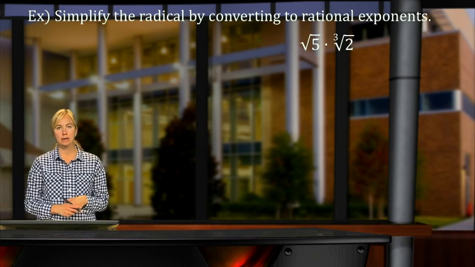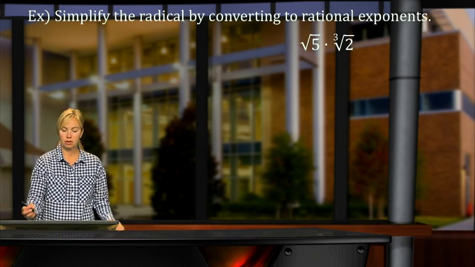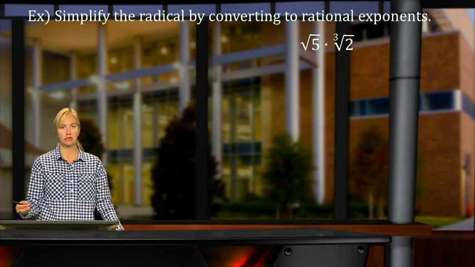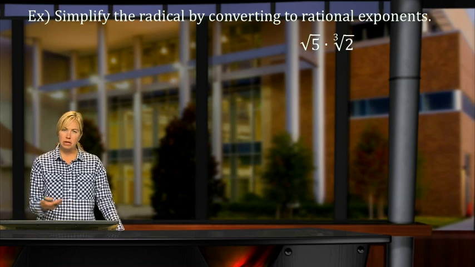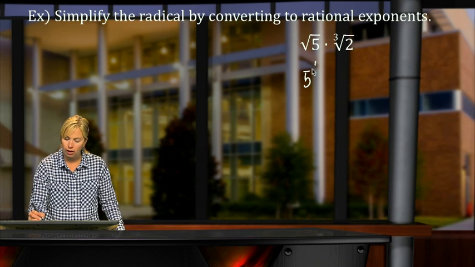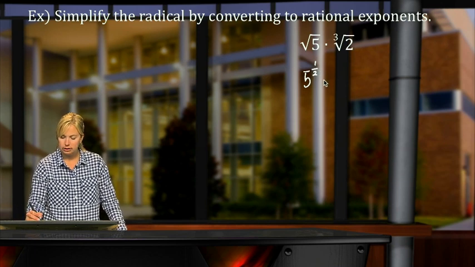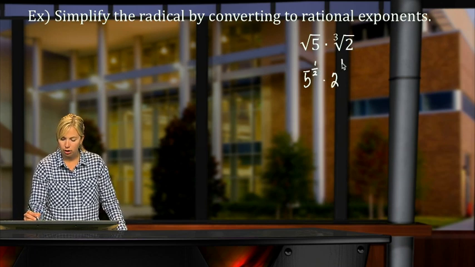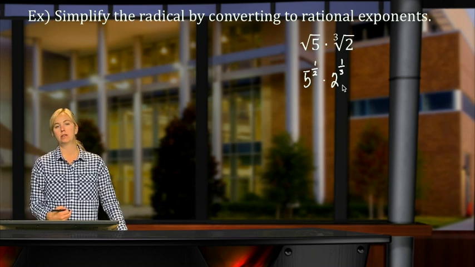The square root of 5 times the cube root of 2. Following the directions, we're going to convert to rational expressions, even if it's not clear as to why. So we have 5 to the power of 1/2 times 2 to the power of 1/3.